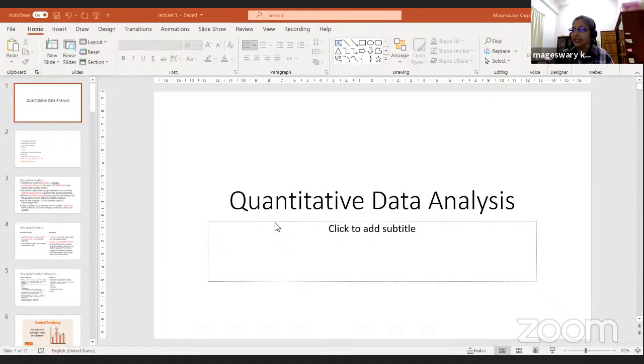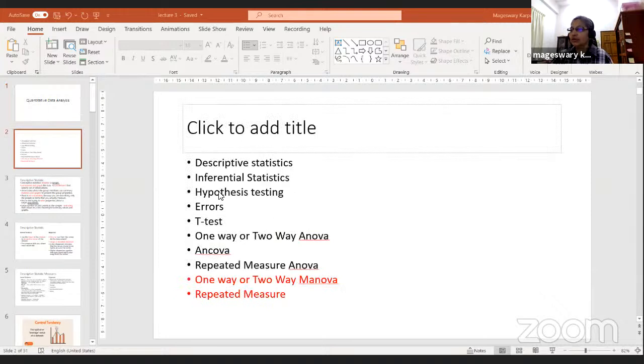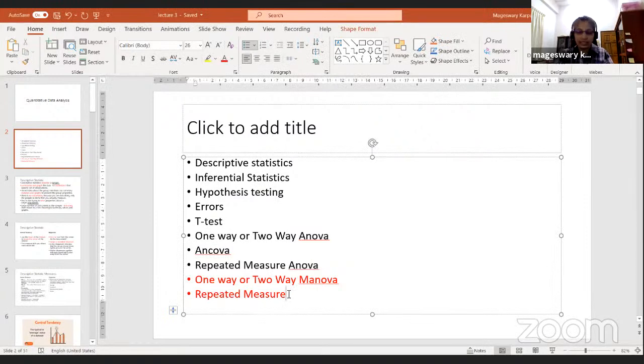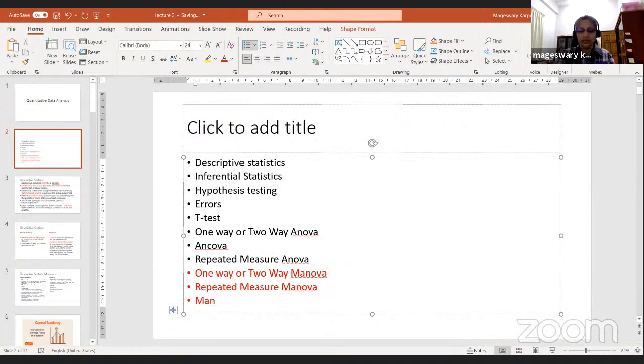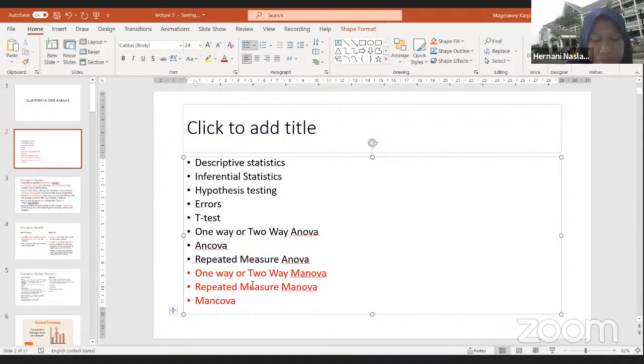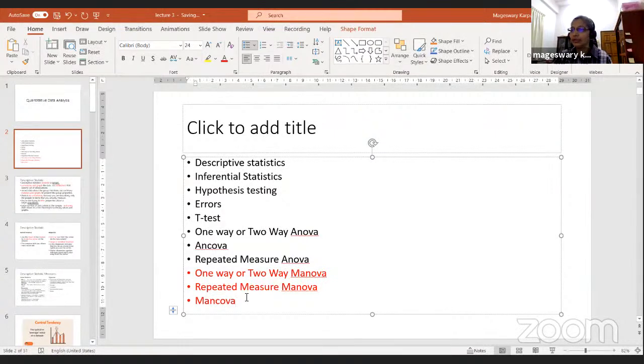Even for the data analysis, I will show you what I'm going to talk about today. But I don't think I can reach one-way or two-way MANOVA or repeated measure MANOVA. I don't think I can reach here. That's why I put it in red. So I try to cover the whole from descriptive until repeated measure ANOVA. One-way and two-way MANOVA and repeated measure MANOVA, and there's also something called MANCOVA, I don't think I can cover. That's why I put it in red. So maybe we can shift this to next week. I will combine it with instrumentation and factor analysis.